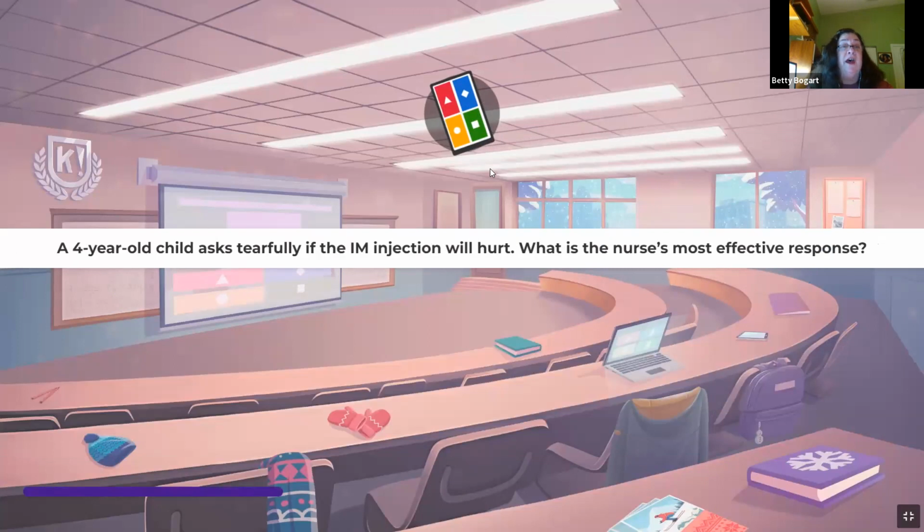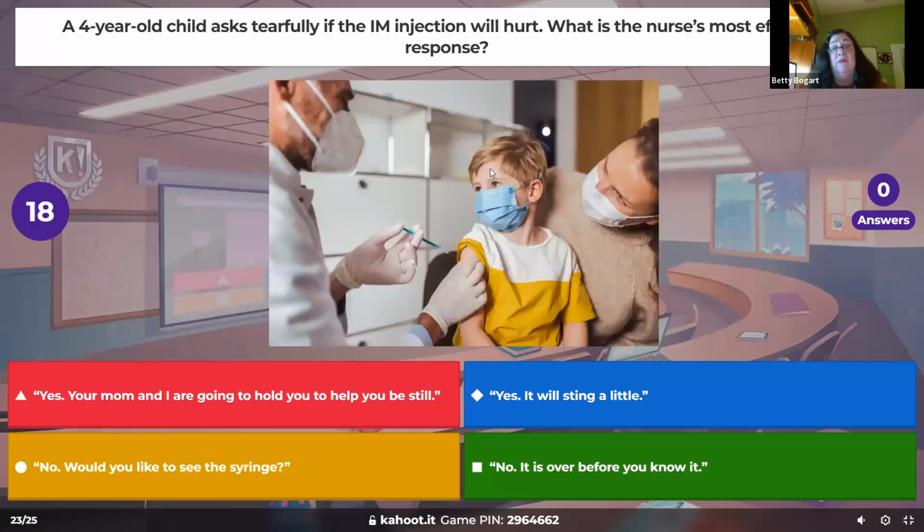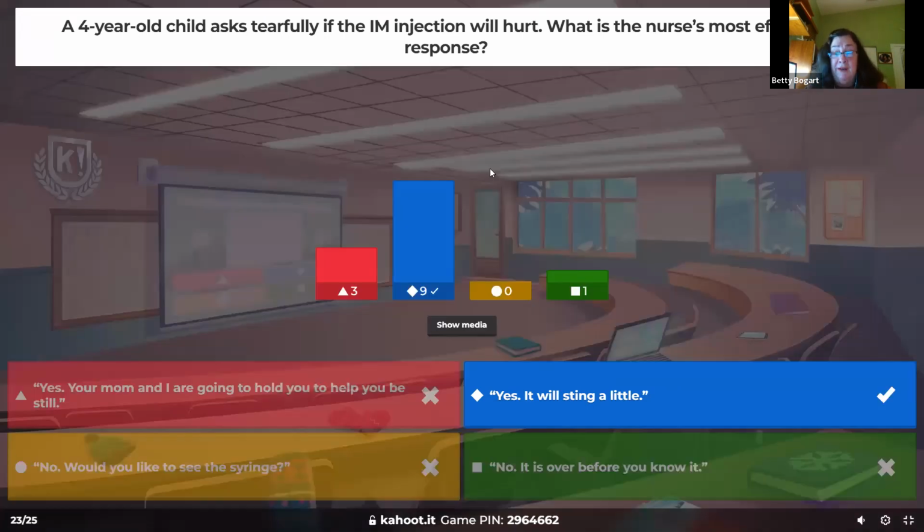A 4-year-old child asked tearfully if an IM injection will hurt. What is the nurse's most effective response? Never lie to a child.